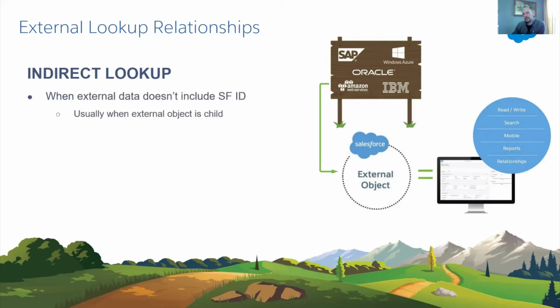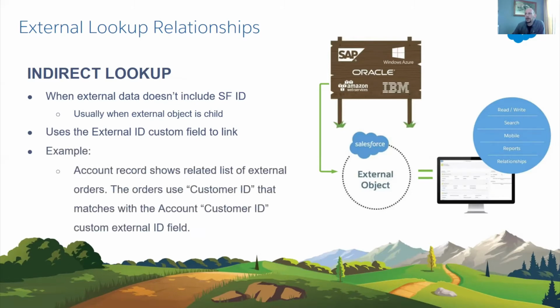The indirect lookup, I think, is used a little less commonly, and maybe I'm wrong on that, but I'm fairly certain. So this is when the external data does not include any Salesforce ID or any indicators. So what we do is we take the unique custom external ID field, and then we link it to that external object. An example would be an account record shows a related list of external orders. The orders use the customer ID field to match, with the account customer ID field being the external ID field.